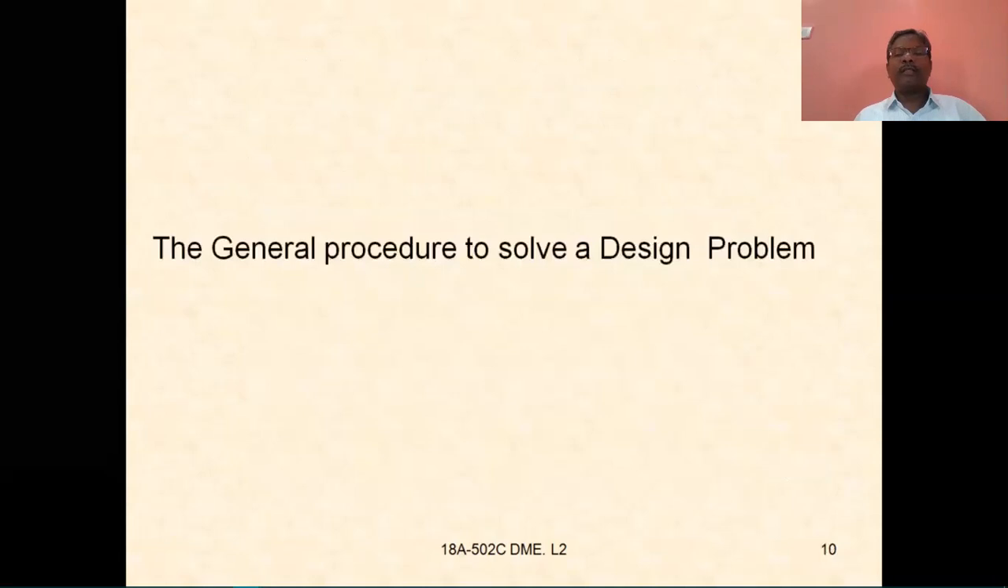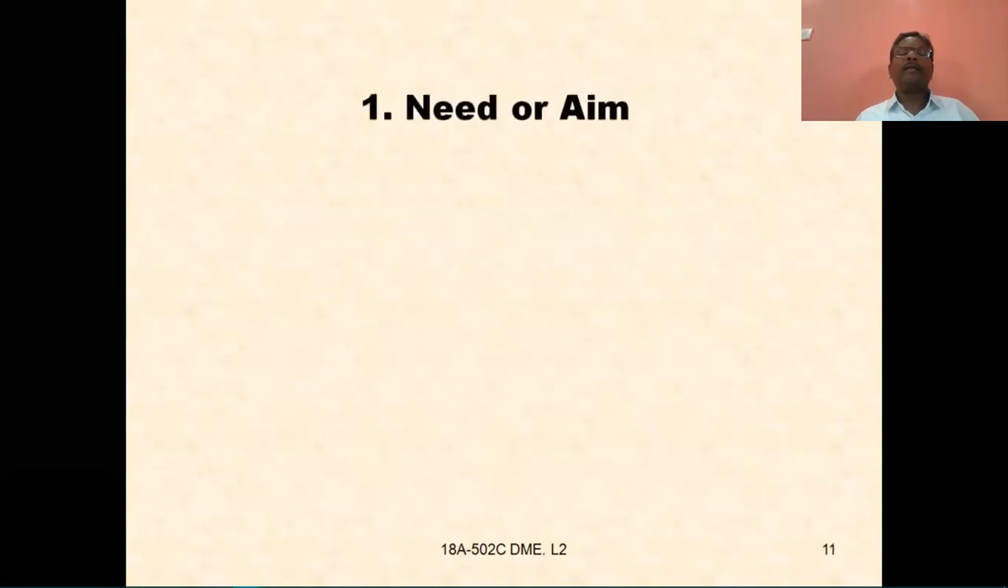So now the general design procedure to solve any design problem and how to design. Let us see first the aim or the need. That means the person should have the need. Then only we have to create or formulate one product. So the first step for the design of any product is need or aim.